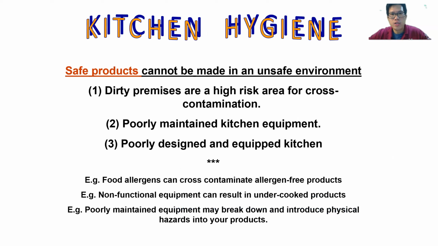Okay, looking at kitchen hygiene, safe product cannot be made in an unsafe environment. The three key areas that I'm going to talk about are, first, that dirty premises are a high-risk area for cross-contamination. Then I will talk about poorly maintained kitchen equipment and what the impact is, and also poorly designed and equipped kitchens. So these three areas will be elaborated further.